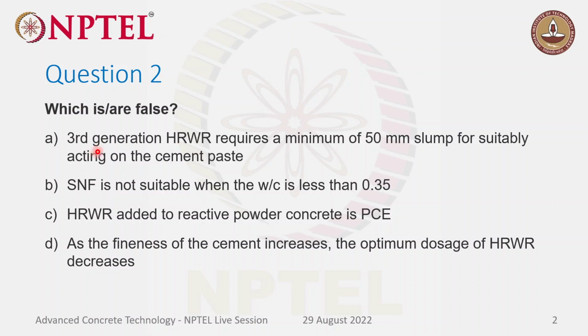The first statement is: third generation high range water reducer requires a minimum of 50 mm slump for suitably acting on the cement paste. So they're saying that. Can anyone give an example of a third generation high range water reducing admixture?